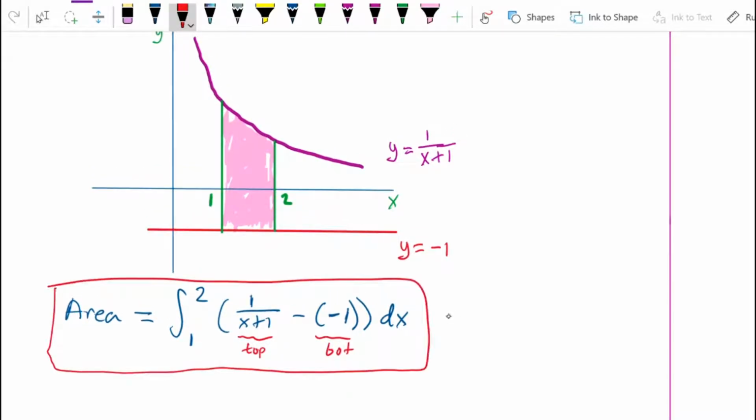And by the way, if you wanted to simplify that, there would be nothing wrong with writing the integral from 1 to 2 of 1 over x plus 1 plus 1, since minus the negative simplifies to that. That would be equally correct. So perhaps the more interesting problem here is to try to write this integral using the variable y. In other words, do it in the dy direction.